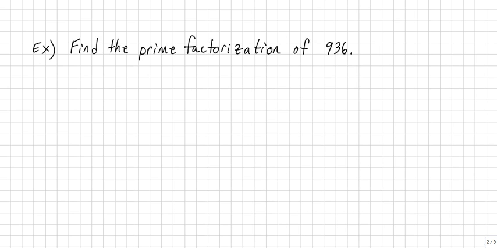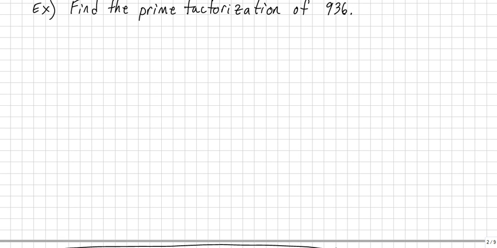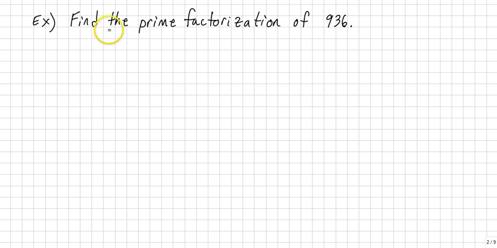Okay, so let's practice with a slightly more complicated integer. Let's find the prime factorization of 936. The whole idea is we want to write 936 as a product of prime numbers, using only prime numbers. Well, that's not something you would probably just know off the top of your head, so you can just start breaking it down as you see fit.